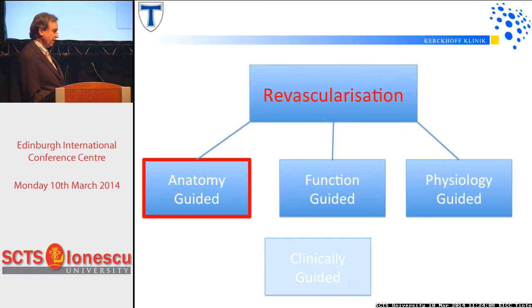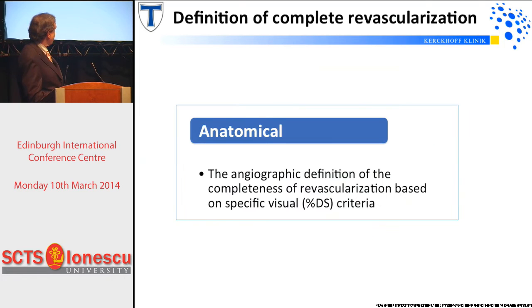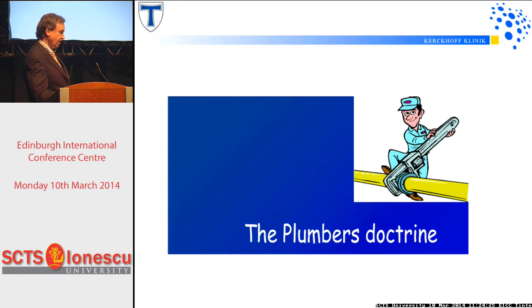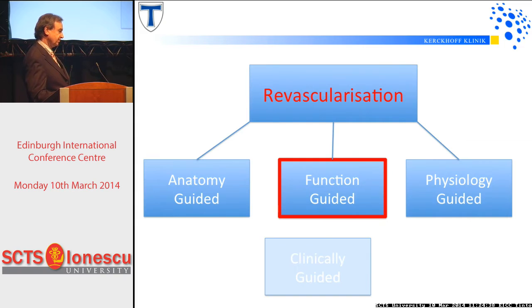If we intend to revascularize patients, we're usually guided by the anatomy, because that's the coronary angiogram. And the angiographic definition of the completeness of revascularization is usually based on what we see on the angiogram, and that's the diameter stenosis. So that's what I call the plumber's doctrine. And because that's what we are accused of as interventional cardiologists, also the oculostenotic reflex sometimes.